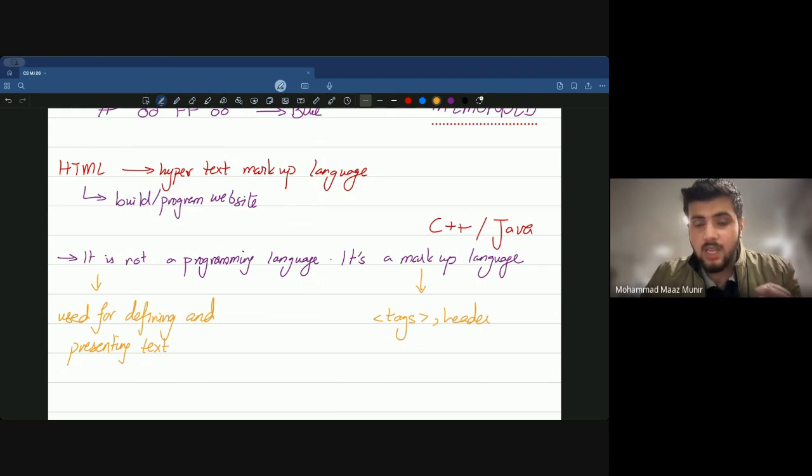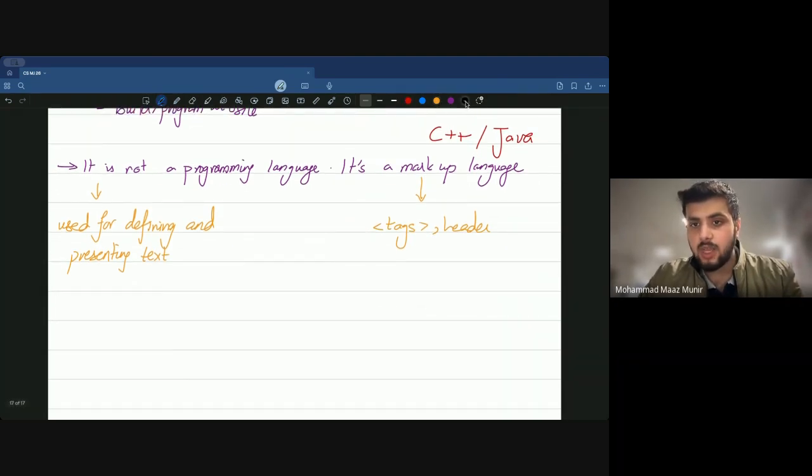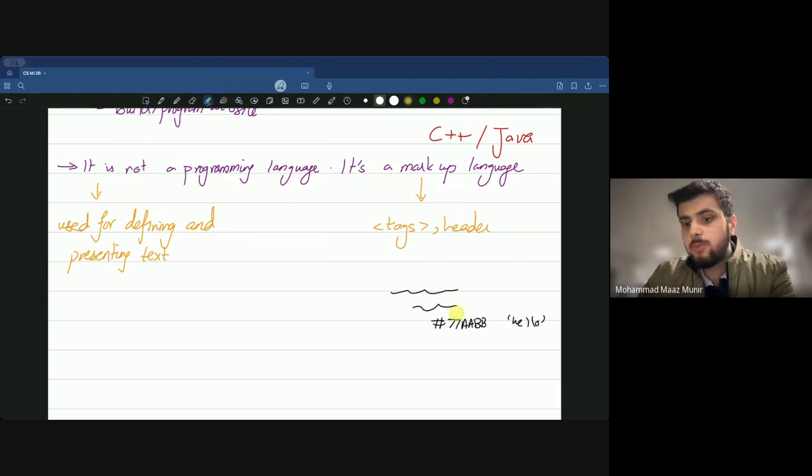The important point here with respect to what we are learning right now is that the HTML color codes are basically used when I'm writing these tags or headers while doing the specific coding. Somewhere in between, I might use a hashtag 77AABB to indicate that whatever sentence I'm writing, like "hello", just as an example, should be written in this color.